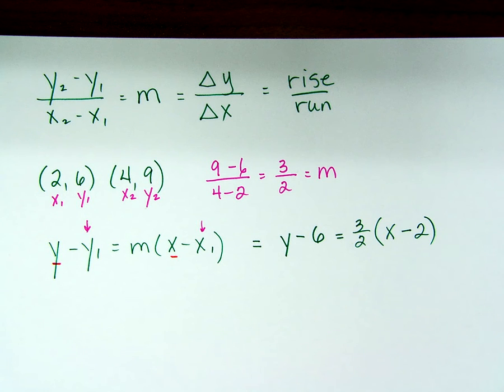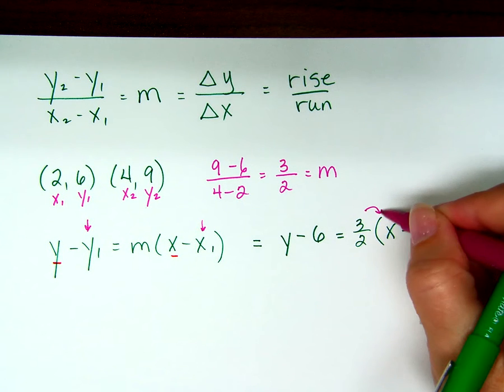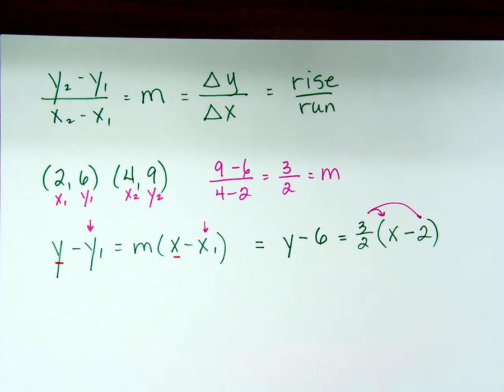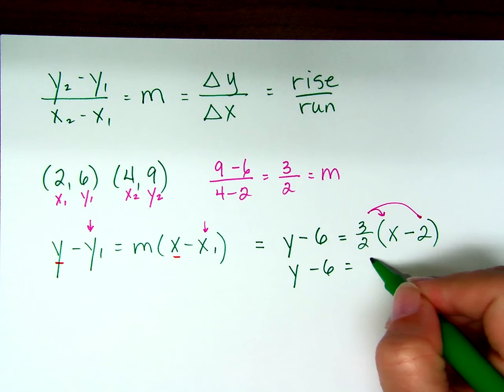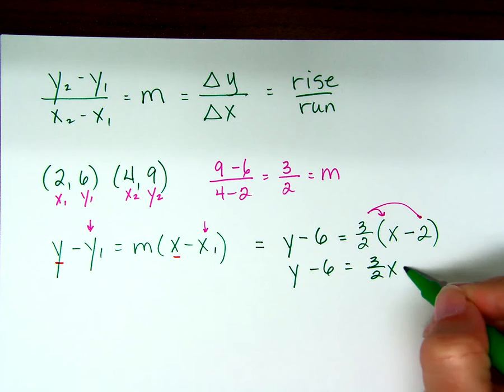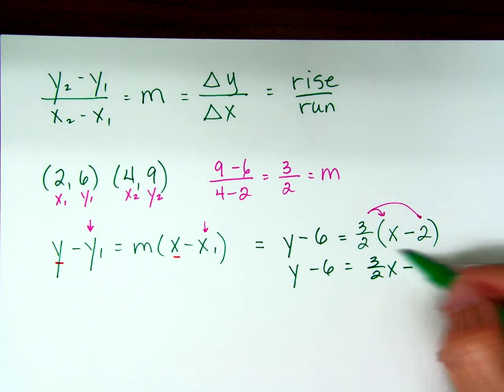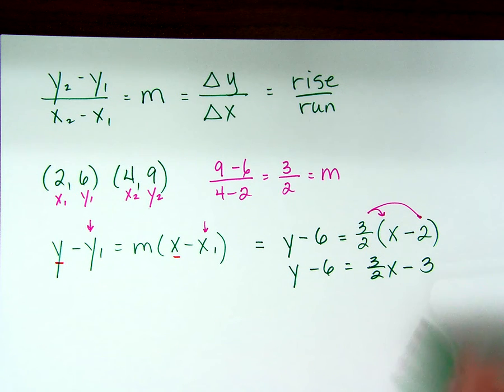Now, is it the most simplified version of the equation? No, but if all it asks for is an equation, that is an equation. Okay? If we simplify it, we're not in point slope form anymore, we're in slope intercept form. Because I would distribute this here and here, and I would get y minus 6 equals 3 halves x minus 6 halves, which is 3.